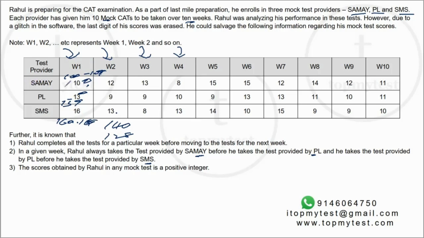So he'll first take this test. This will be the second test. This will be the third test. Then this will be the fourth test, fifth test, sixth test, seventh test, eighth test, ninth test, and so on. So this is the order in which he is proceeding. And the last one says the scores obtained by Rahul in any mock test is a positive integer. Okay. Right, so that is what we have.